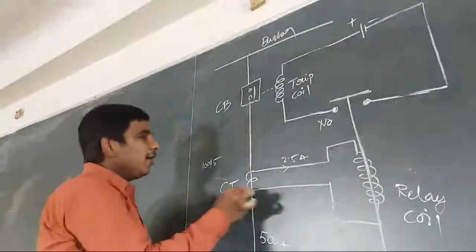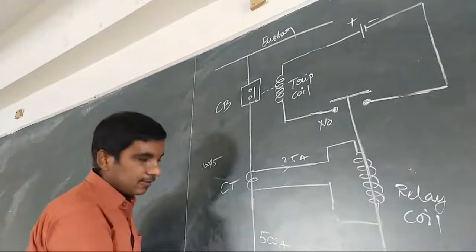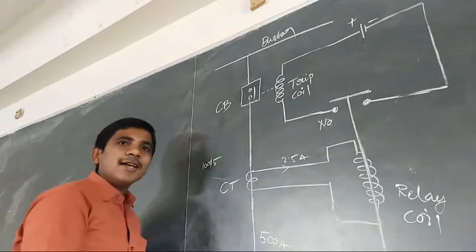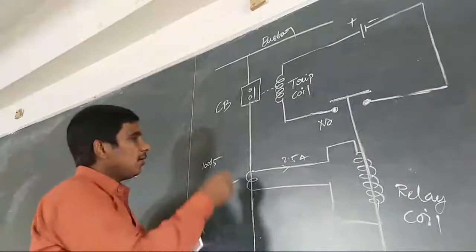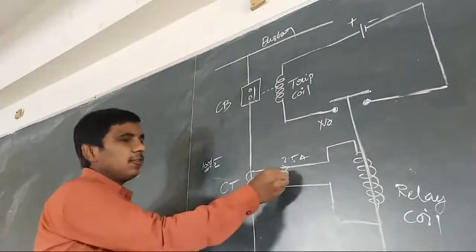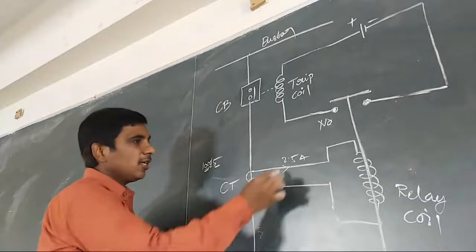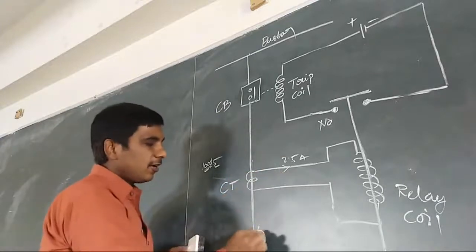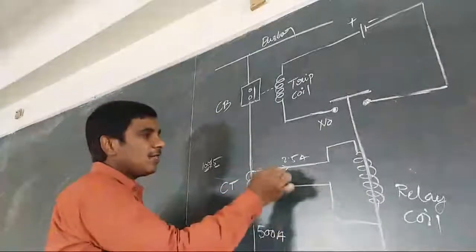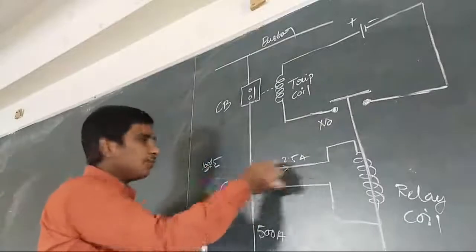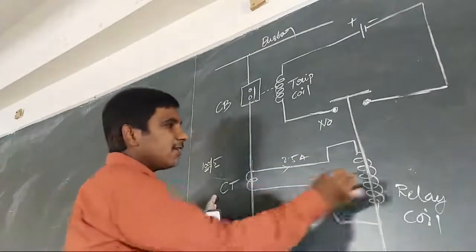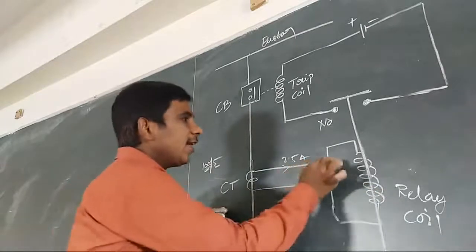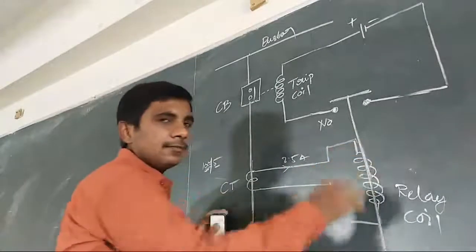Whenever a sudden fault occurs, assume that 500 amps is flowing. If 1000 amps is there, 5 amps will flow. Whereas when 500 amps is flowing in this line, the CT secondary current is 2.5 amps, assuming the CT ratio is 1000 by 5. Now the CT secondary is connected to the relay coil, and the relay coil carries the current of 2.5 amps only.